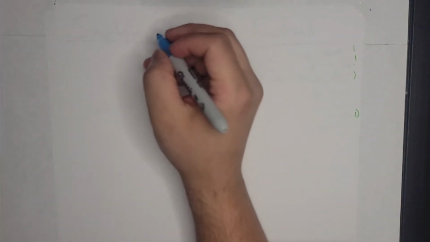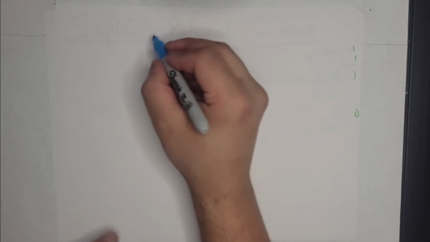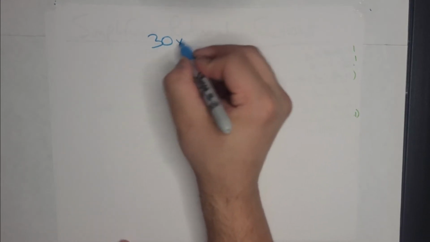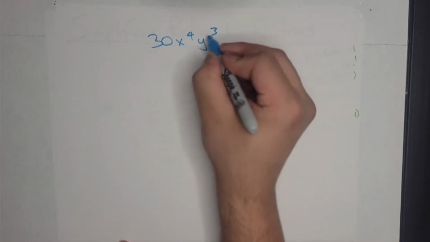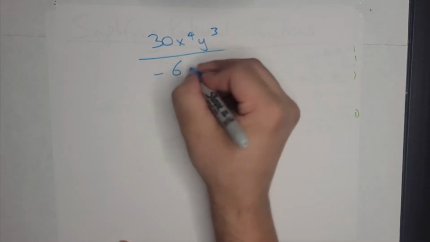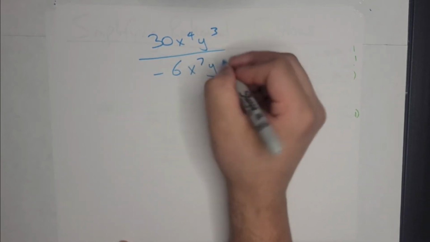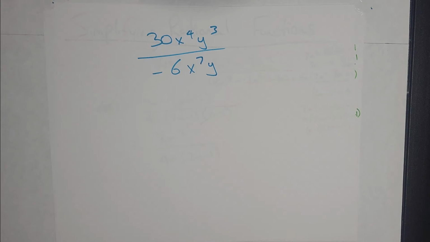Maybe not in green. Let's try blue. Let's look at this. Let's see if we can factor out something in both the numerator and denominator to cancel out.